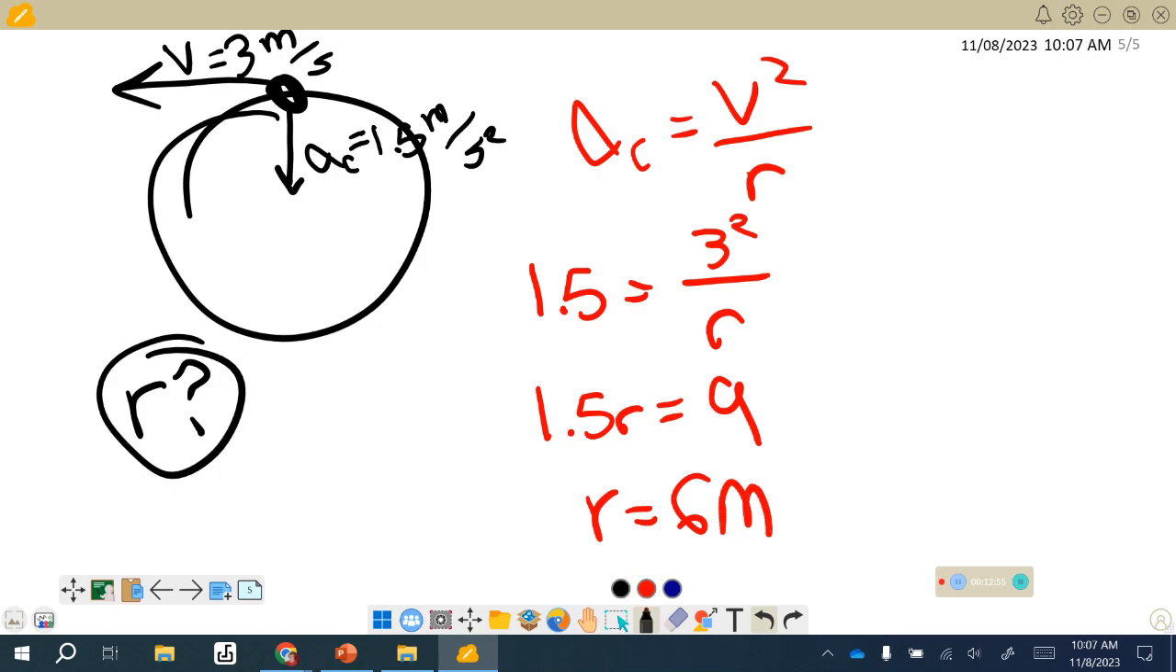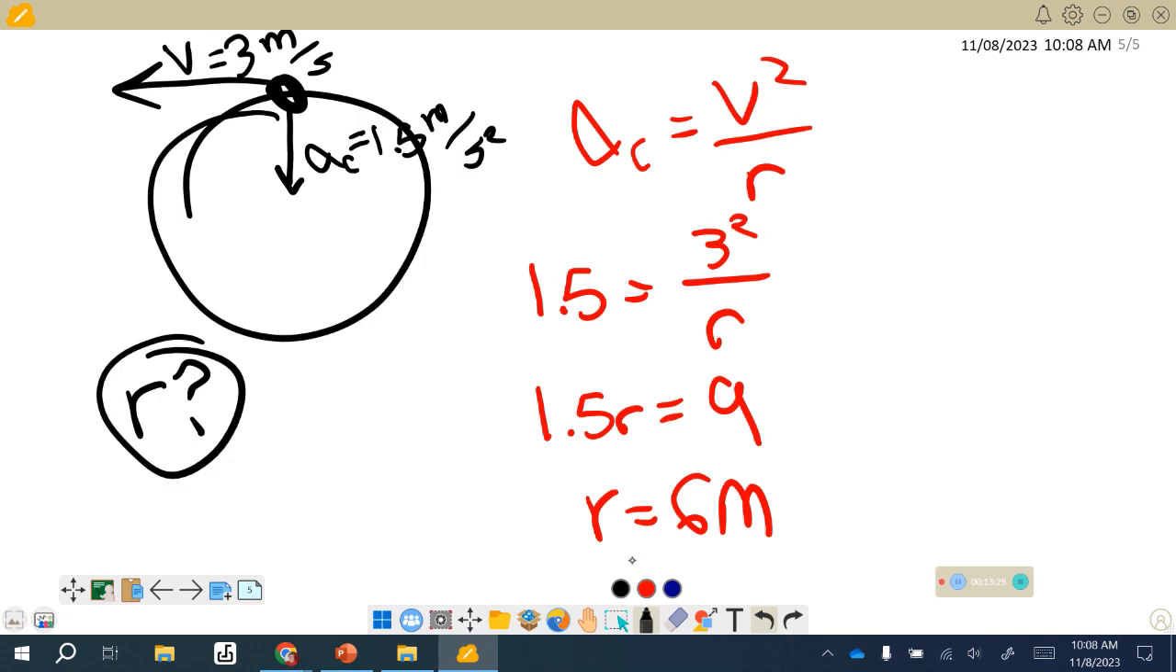So, the interesting thing about uniform circular motion is that in order to achieve it, it needs to have very specific values, right? This case here is the only case in which this object would actually move in circular motion. It needs to have a radius of 6 meters. It needs to have an acceleration of 1.5 meters per second squared. It needs to have a velocity of 3 meters per second. If we change any of those things, the circular motion breaks down, essentially.